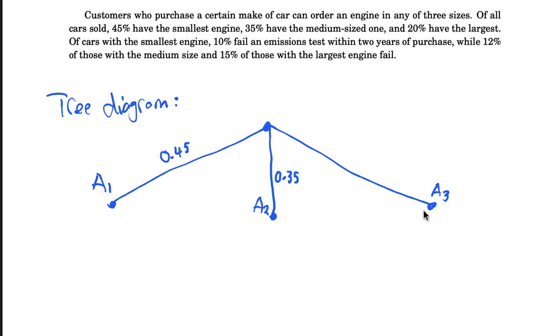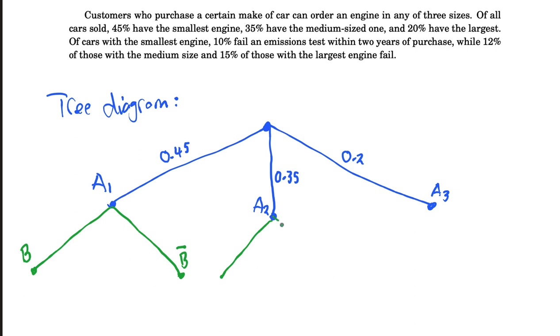And then your large engine, there were 20% there, so put your 0.2 there. So that's the first layer of randomness. Now the next layer is, for a given car, are they going to fail the emissions test or not? So for instance, I used B, so it's either B or not B. The car is either going to fail or not fail. And that's true for all engine types.